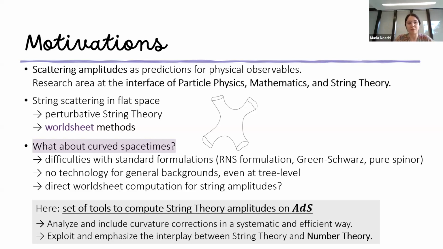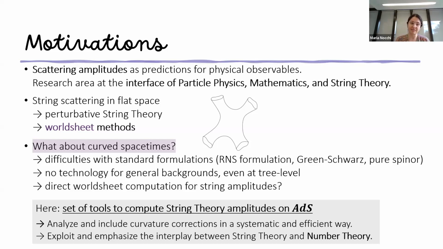So there are two problems. The one problem is very standard, I would say. If you are studying amplitudes in AdS, in principle, you wouldn't be able to define an amplitude in the standard sense, because AdS is a box, so you can't really define asymptotic states. So I would like to show you our way to define the AdS amplitude as an expansion around flat space, and so learn how to analyze and include curvature corrections in a systematic and efficient way.